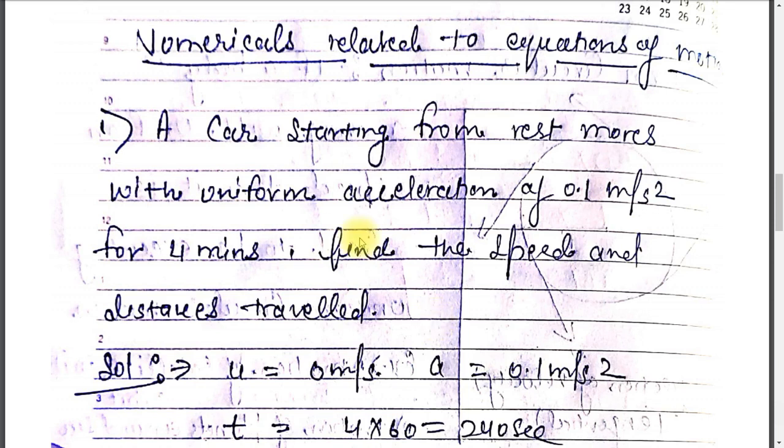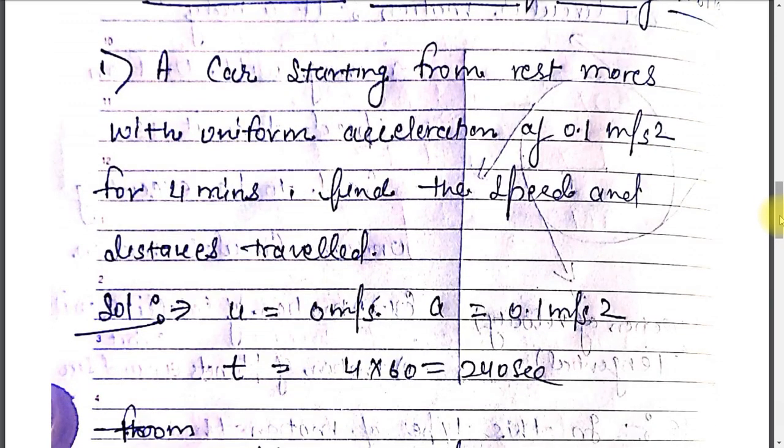By the question, firstly we will write down all the given values. A car is starting from rest. If any object is starting from rest, the initial velocity of the object will always be equal to 0. With the uniform acceleration, acceleration is symbolized by small a. What is the value of the acceleration? 0.1 meter per second square, and the time is 4 minutes.